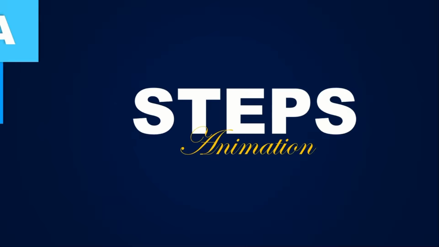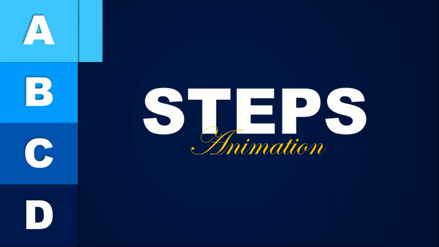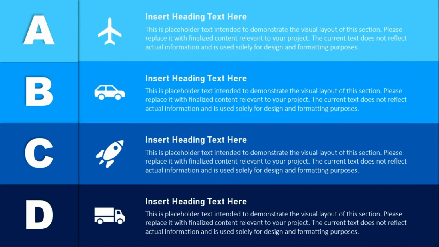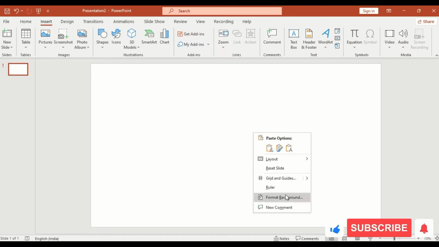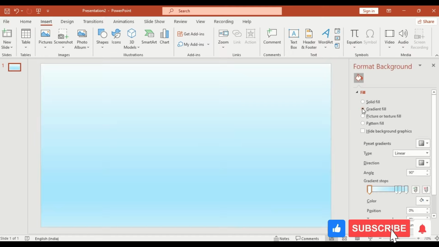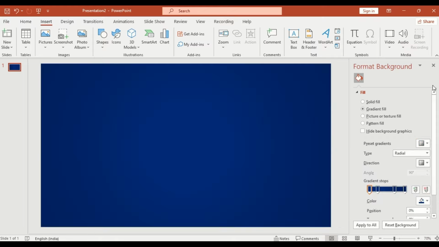Imagine your PowerPoint deck lighting up with smooth cinematic layers like this. And guess what? In today's tutorial, we are building a super dynamic step animation from scratch, where blocks labeled A, B, C, and D glide in smoothly and reveal detailed content. Let's start by setting the background. Go to Format Background, select Gradient Fill, and choose a dark color to add that bold, modern vibe.